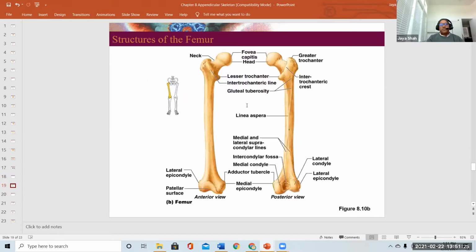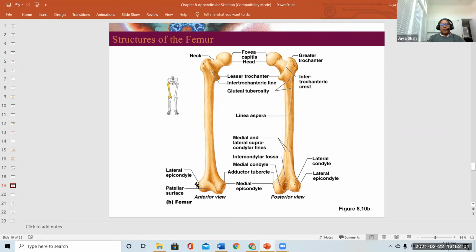Okay, lower limbs. This is the structure of the femur. You can see the anterior view and posterior view. Again, in the head you have the fovea capitis, where nerves, arteries, and veins enter, and the neck. Like the humerus, here it is not a tubercle, here is the lesser trochanter and greater trochanter. There is an intertrochanteric crest between them, which connects them. Then this is the shaft of the femur.